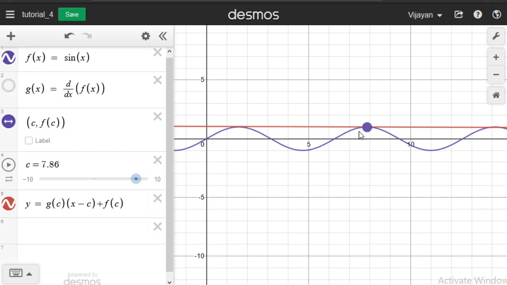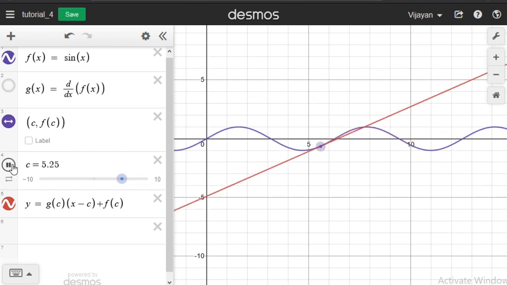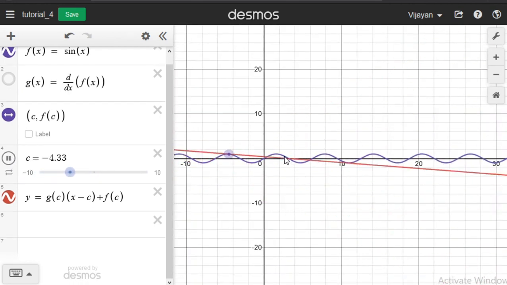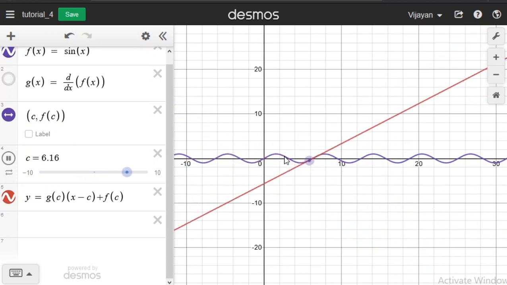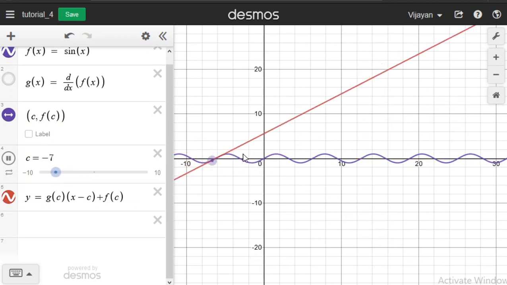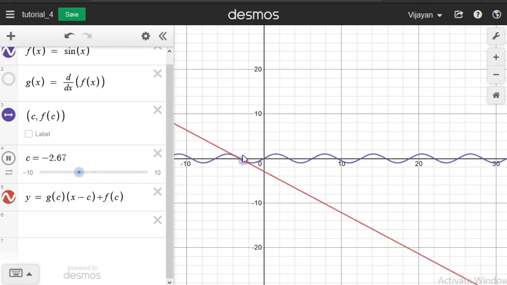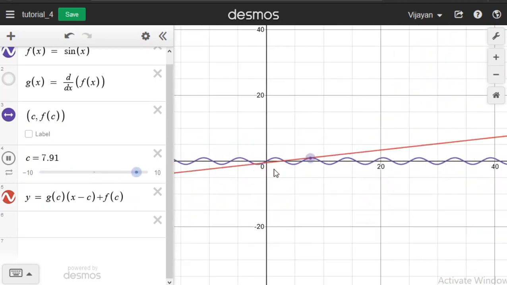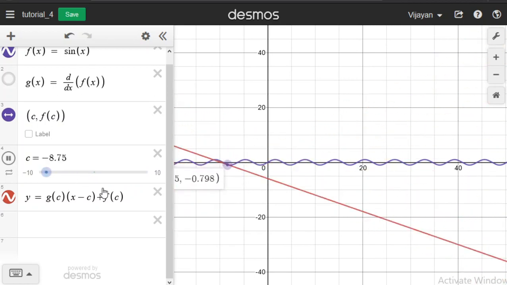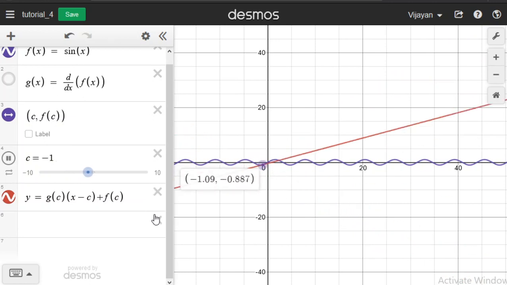This tangent is parallel to the x-axis, that means the slope at this point is 0. So if I make it autoplay, you see how the tangent differs at each point of the sine curve, because the slope is changing. Yeah, this is how. Now the next thing that we will discuss is some trigonometric graphing.